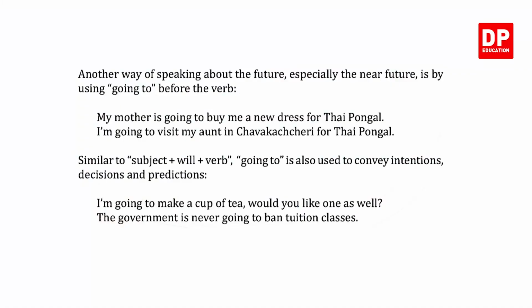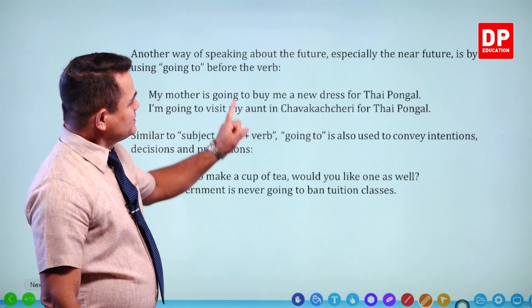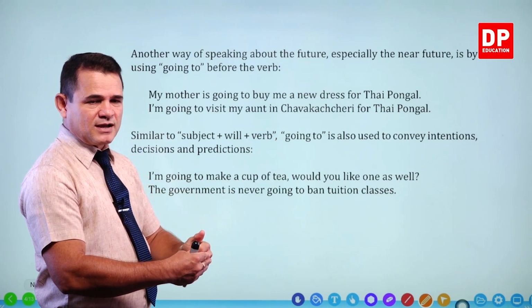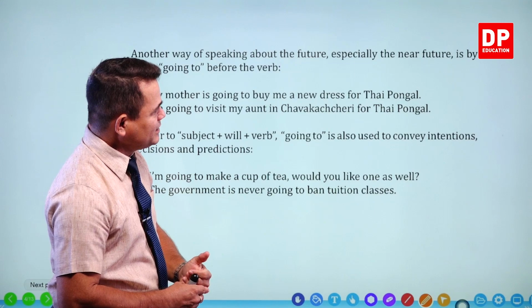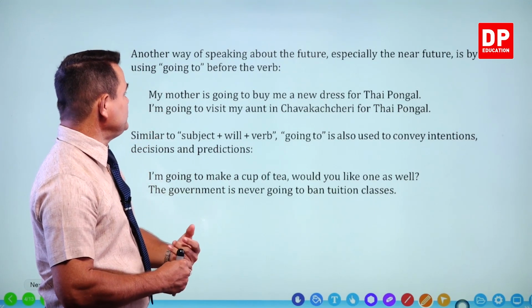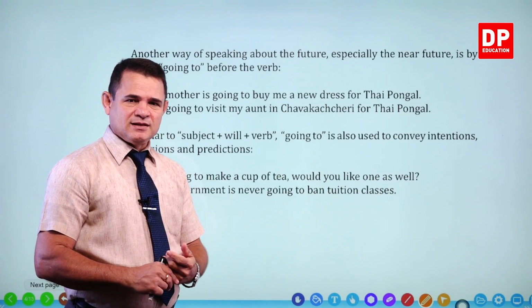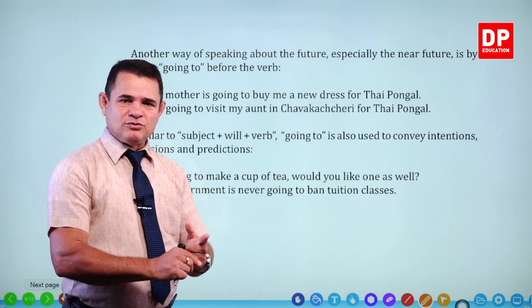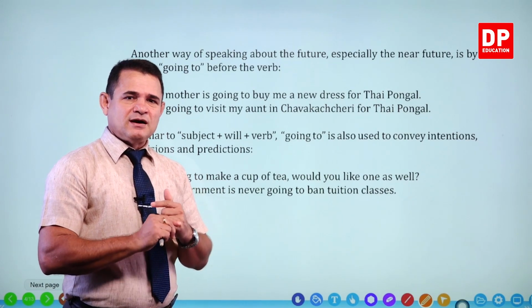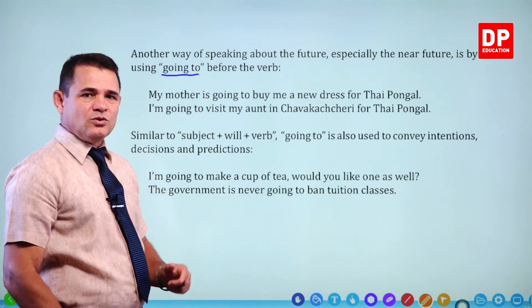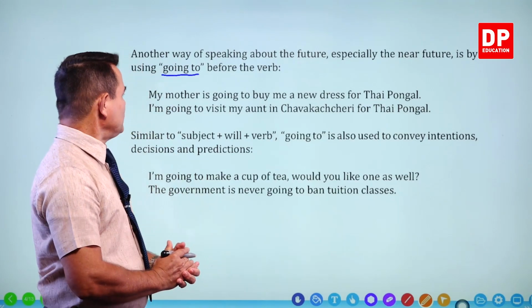Next, another way of speaking about the future. එන අනාගත කාලය ගැන කියන තවත් ක්‍රමයක්. Especially the near future. ගොඩක් ඈතනේ මේ ළඟ. Near future is by using going to before the verb, right? අනාගත කාලය ගැන අපි දැන් ඉගෙන ගත්තා will එක්ක ක්‍රියාපදේ පළවෙනි ස්වරූපය දාලා කියනවා කියලා. ඔන්න තව ක්‍රමයක් ඒකම කියන්න පුළුවන් using going to. Going to දාලා කියන්න පුළුවන්. Now look at this one.